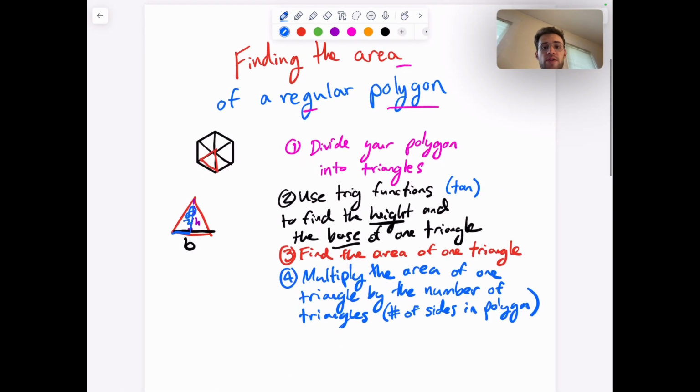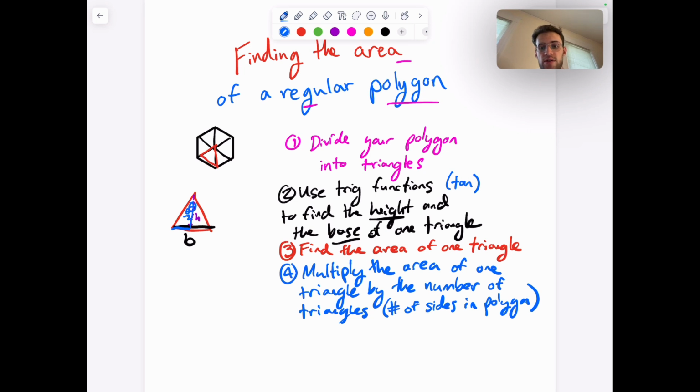Okay, so if you follow those steps, dividing your polygon into triangles, finding the base and the height using trig, finding the area of one triangle using your base and your height, 1/2 times base times height, or base height over 2, and then multiply the area of the triangles by the number of triangles, then you'll be able to find the area of any regular polygon. Again, it has to be regular for this to work. If it's irregular, then the triangles won't be the same size.